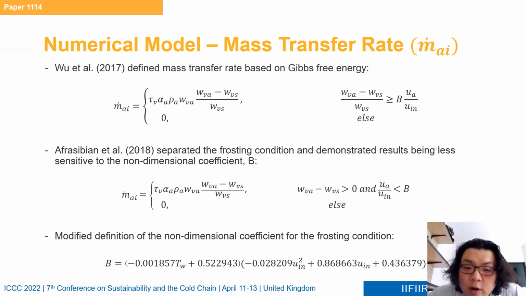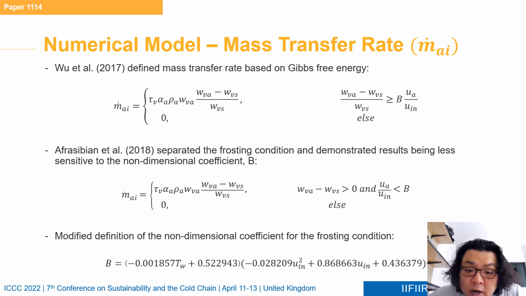For the mass transfer rate, Wu et al. defined the mass transfer rate based on Gibbs free energy and defined a term called phase change driving force, which is shown on this slide as the mass fraction of the water vapor minus the mass fraction of the saturated water vapor, divided by the mass fraction of the saturated water vapor.